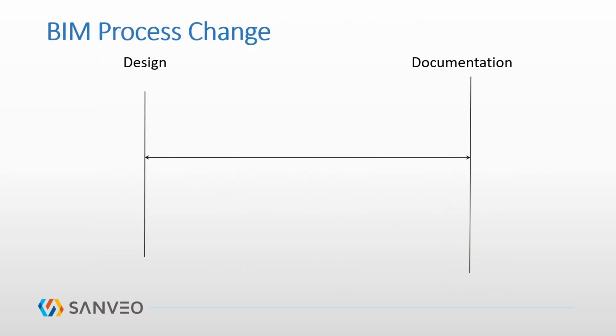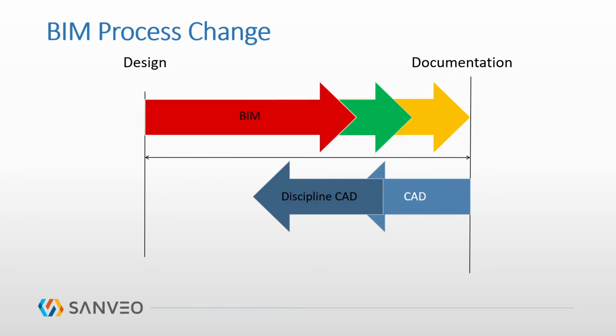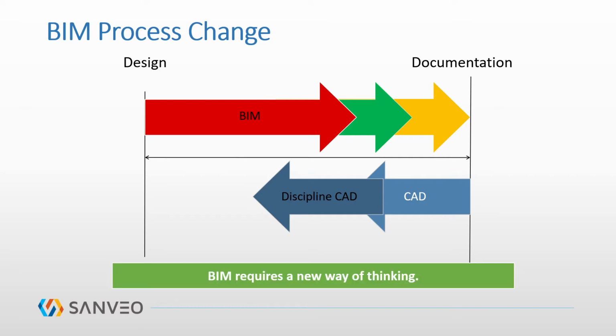The difference between a CAD process and a BIM process leads to a change in the way we approach projects. As I previously stated, the CAD process starts by thinking about the documentation, whereas the BIM process allows us to focus on the design, and the documentation is a byproduct. BIM requires a new way of thinking.